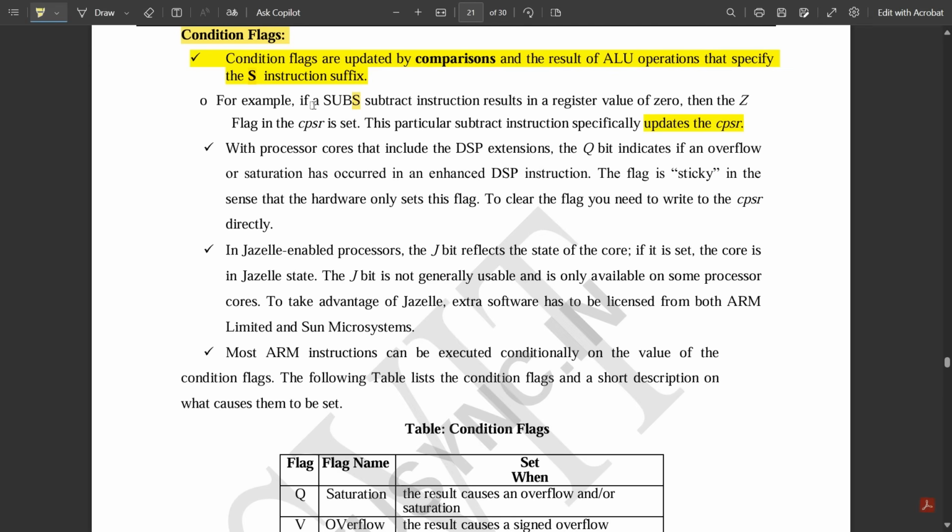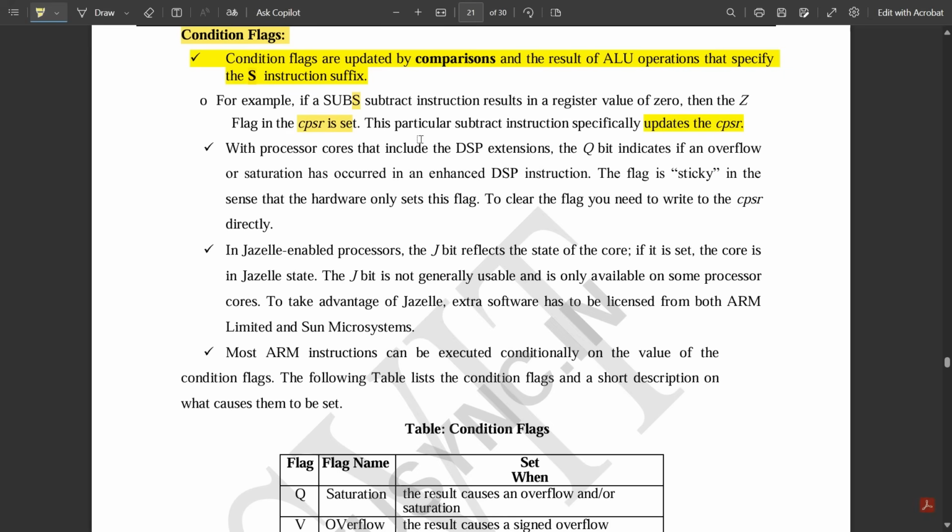For example, if a SUB instruction, that is the subtract instruction, is used with the suffix S, and that results in a register value of 0, then the Z flag in the CPSR is set. This particular subtract instruction specifically updates the CPSR.